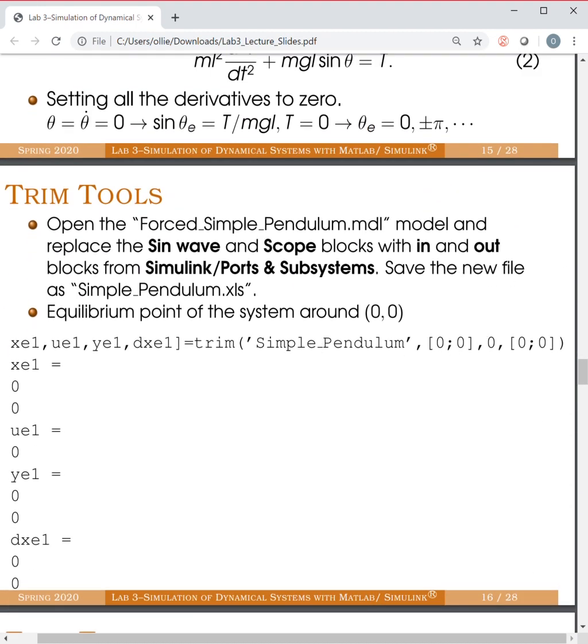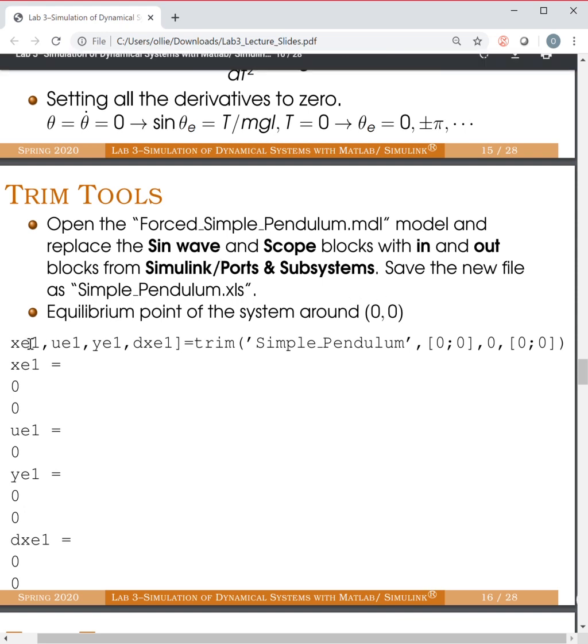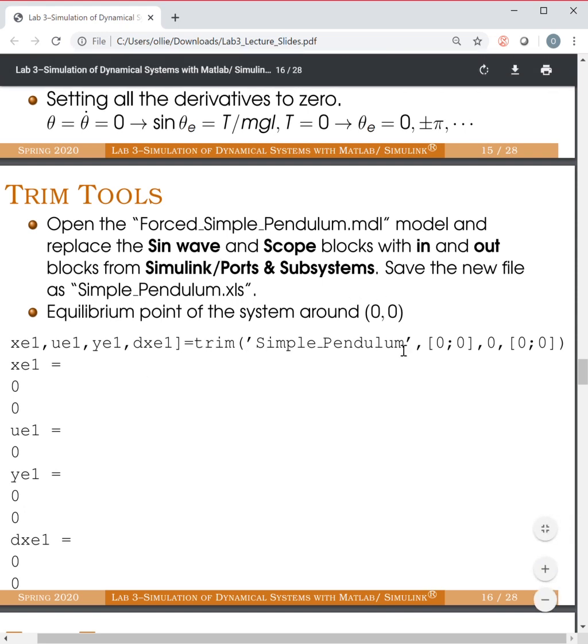So to do this in MATLAB, we will input the model name into the trim. We'll also put our initial guess for where the equilibrium is, some initial forcing, and the initial output guess into the trim function. And as we expect, our equilibrium is at 0, 0, right?